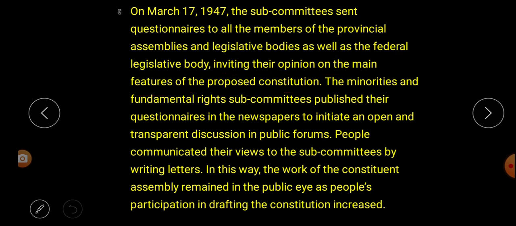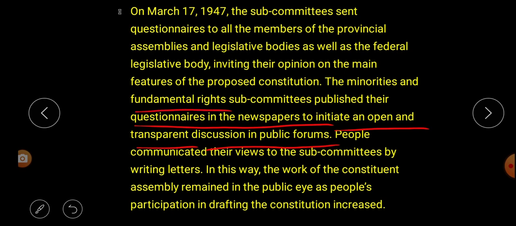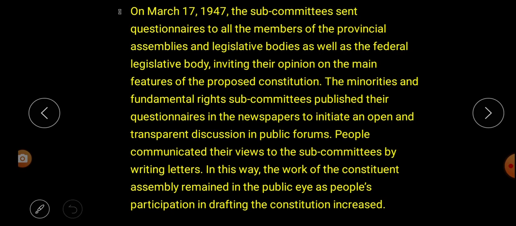The minorities and fundamental rights subcommittees published their questionnaire in the newspaper to initiate an open and transparent discussion in public forums. So there was another committee, the minority and fundamental rights committee. They published their questionnaire in the newspaper to start an open, transparent discussion in the public forums, that means to discuss with the public openly and transparently.